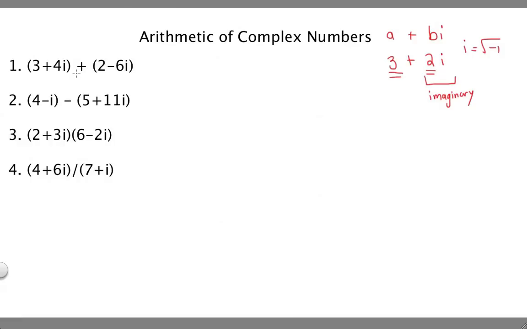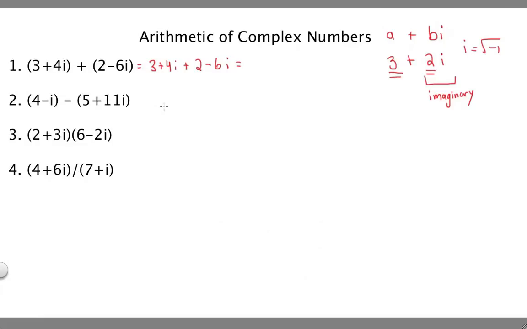So when we're adding and subtracting complex numbers, we're going to treat the i a lot like we do x in our algebra problems. So in this case, we want to expand the parentheses. So this is going to become 3 plus 4i plus 2 minus 6i.